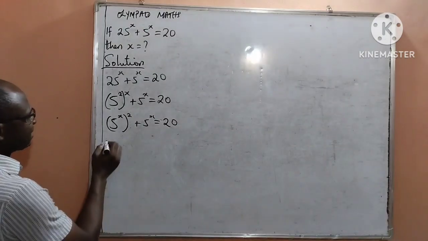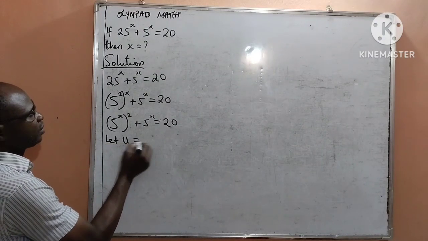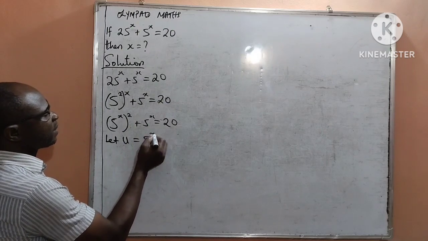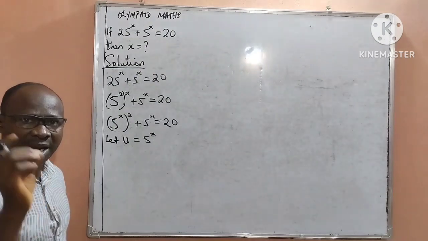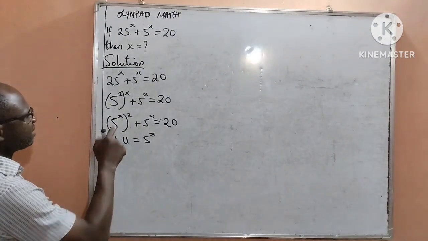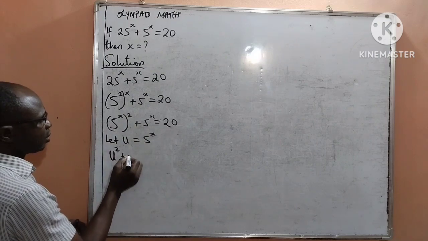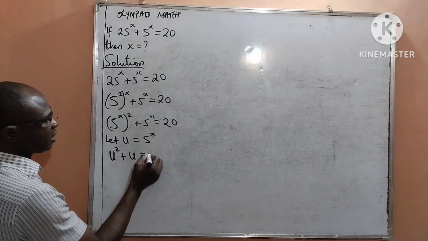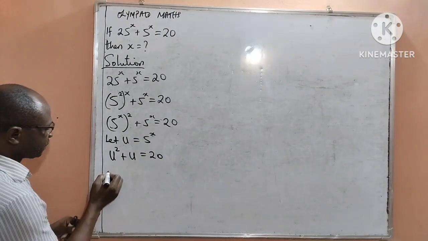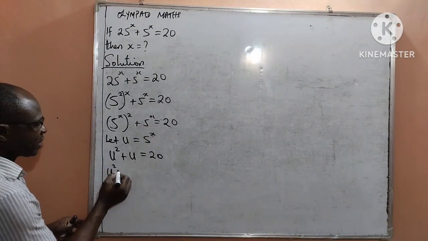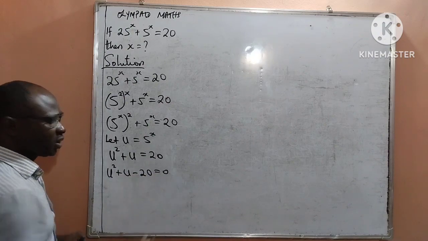Alright, let u be equal to 5 raised to power x. Anywhere that is 5 raised to power x in this equation, I will replace with the letter u. That means here I will have u raised to power 2 plus u equal to 20. Moving 20 from the right to the left, I have u squared plus u minus 20 is equal to 0.